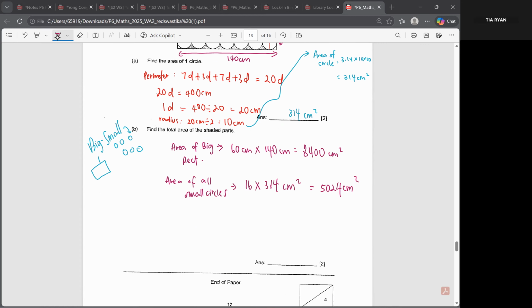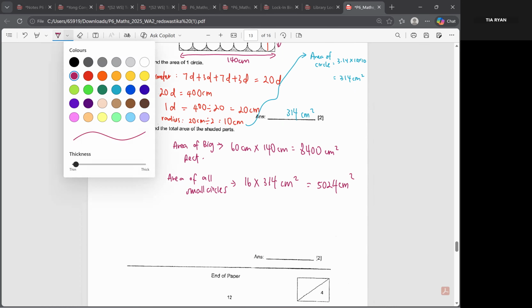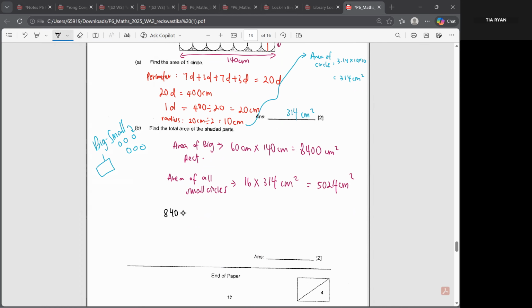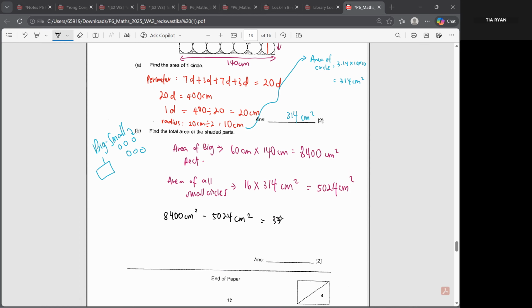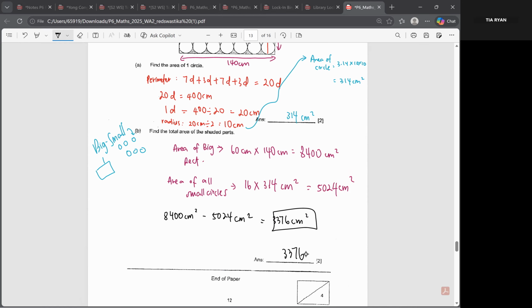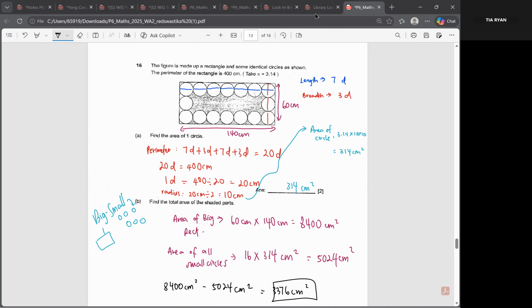Understand? So what is the total area? I just take big, which is 8,400 cm squared, minus the small circles, which is 5,024 cm squared. I'll get an answer of, what's your answer? My answer is 3,376 cm squared. And that is my answer to this question. Clear? You remember your units at the end, okay?